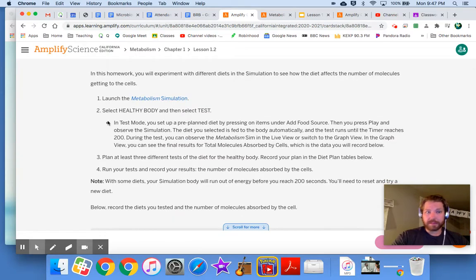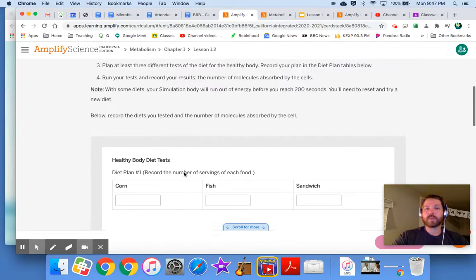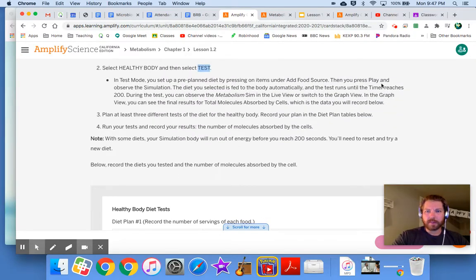Launch the metabolism simulation, select healthy body. Oh, and we're not doing observe this time. This time we're doing test. In test mode, you set up a pre-planned diet by pressing on items under the add food source, okay? You're going to write down how many servings of each food you gave the person, and then once you reach that number, you press play and observe the simulation. The selected diet is fed to the body automatically, and the test runs until the timer reaches 200.